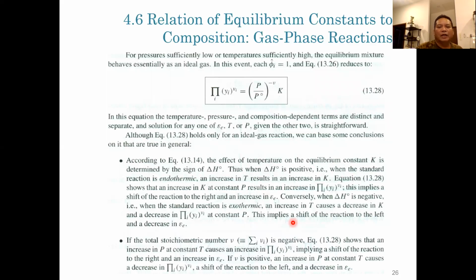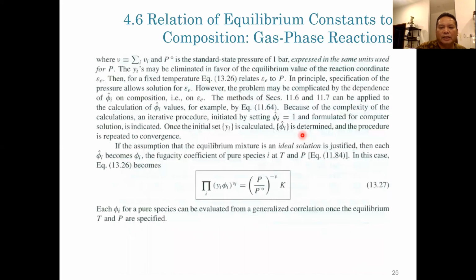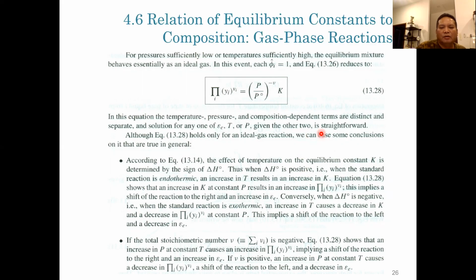So this is the procedure. I'm sorry, it's not the procedure, it's the conclusions. So the conclusions of this equation for ideal gas reactions. I think you guys can read it. Basically, it is all that we have assumed, what I already explained earlier. So this is kind of to conclude that.